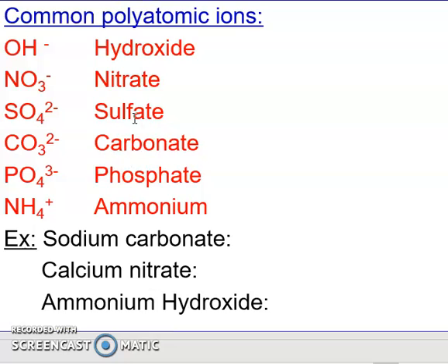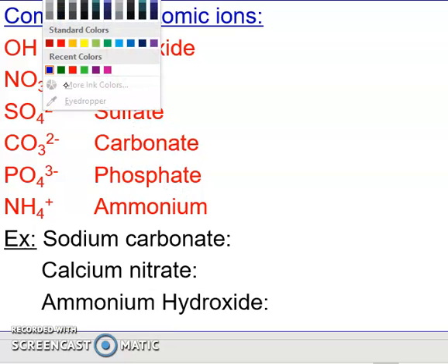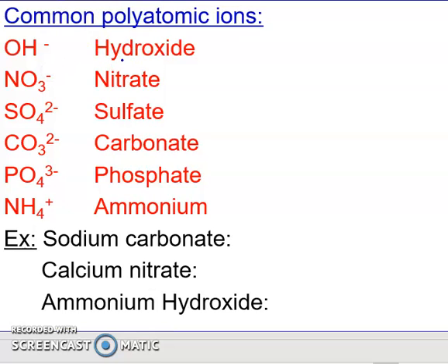Here is a list of 6 of the most common polyatomic ions. Let's introduce them to you so you are aware of their existence, and we'll do some problems with them. So hydroxide is one. Hydroxide is written as OH. This is an oxygen with a hydrogen, and it has a -1 charge. Anytime we don't show a number on the charge, we assume it's a -1. All right. Nitrate is NO3 with a -1. Sulfate is SO4 with a -2 charge. Carbonate is CO3 with a -2 charge.